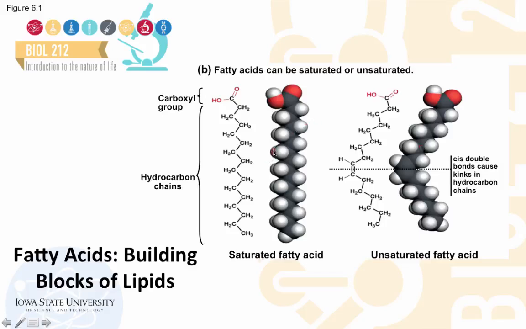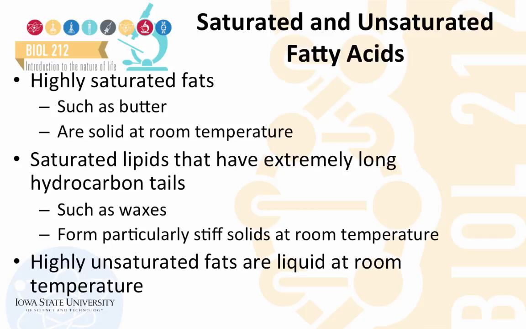Saturated fatty acids contain only single bonds between the carbon atoms in the backbone, whereas unsaturated fatty acids contain one or more double bonds within the carbon backbone of the fatty acid. These double bonds cause kinks in the hydrocarbon chains of the fatty acids, giving them certain physical properties.